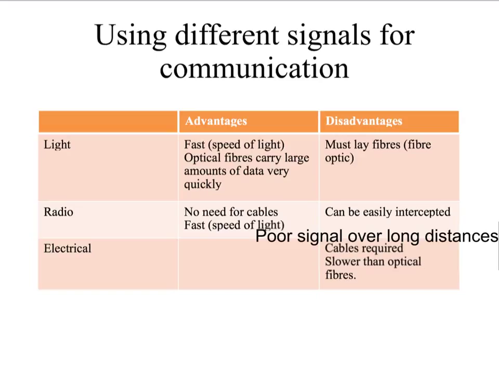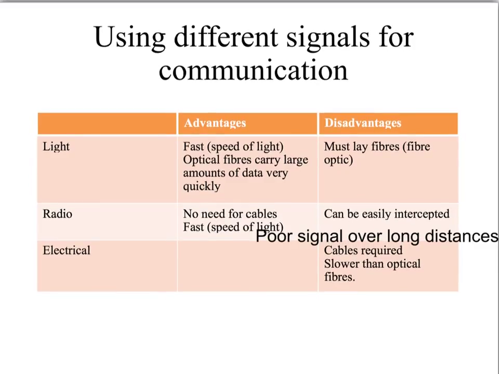Radio communication doesn't require any cables, which is a big advantage of that and makes it very portable, and that's why it can be used for mobile technology. It's also fast because radio waves, like light waves, travel at the speed of light. A disadvantage is it's more easy to intercept, so it's more easy to eavesdrop on somebody else's signal, and over long distances the signal can be poor quality.